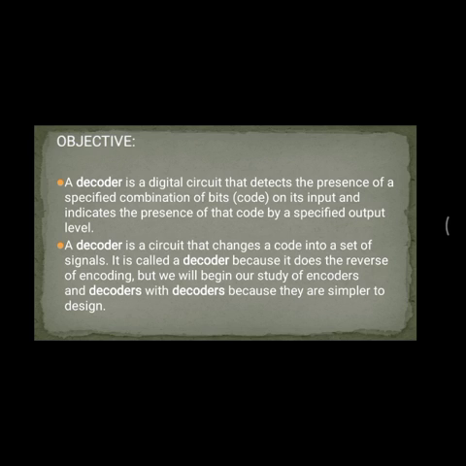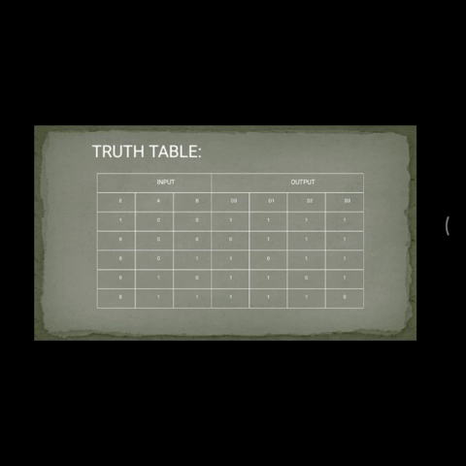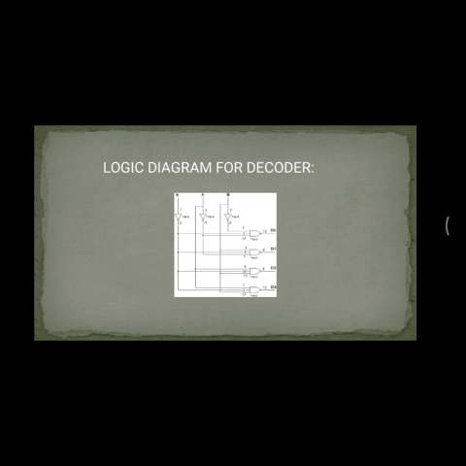But we will begin our study of encoders and decoders with the decoders because they are simpler to design. This is the truth table of a decoder. We give a desired input to get a desired output. Next we are going to see about the logic diagram of a decoder. D0, D1, D2, D3 are the outputs we get.